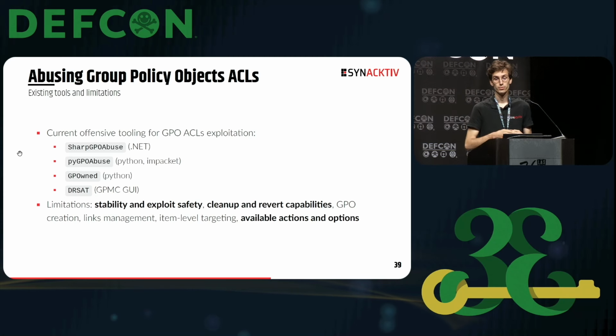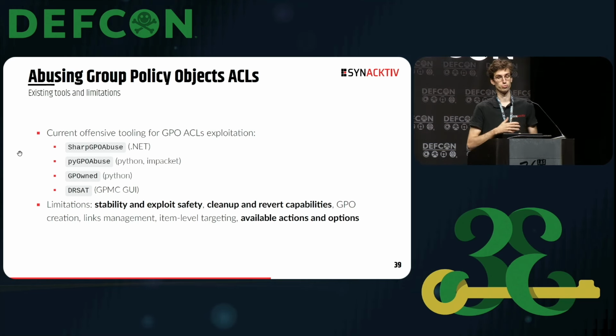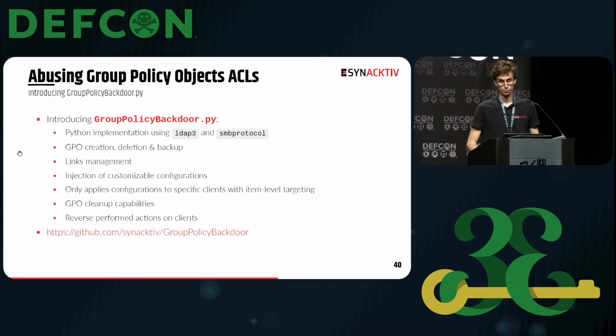There was also some lacking in cleanup and revert capabilities. After we exploited, we want to clean up for stealth or just to clean up after ourselves. Very often, there was no possibility to create GPOs, to manage links, to target specific objects with your malicious configurations. And more generally, there was a lack of available actions and options that you could configure to exploit your GPO. So we created the group-policy-backdoor.py tool. This is a Python implementation using only LDAP3 and SMB protocol, so no Impacket, for stealth considerations.